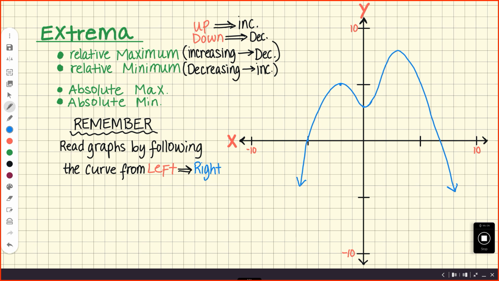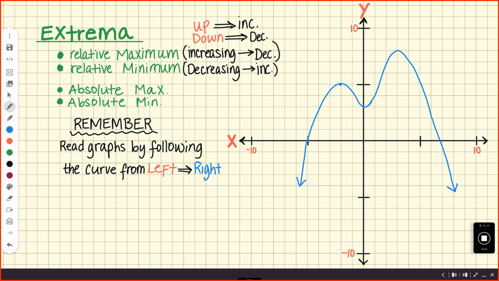Now, extrema, we start by looking for our max and minimums, right? So our maximums and minimums. Relative and absolute, we do after we find our max and min. So I wrote a little reminder there.